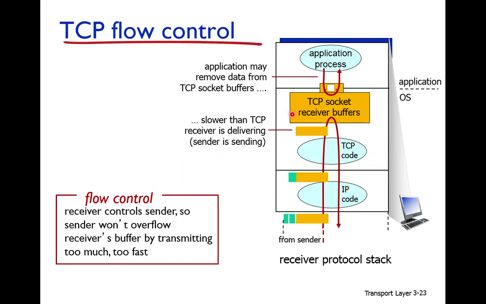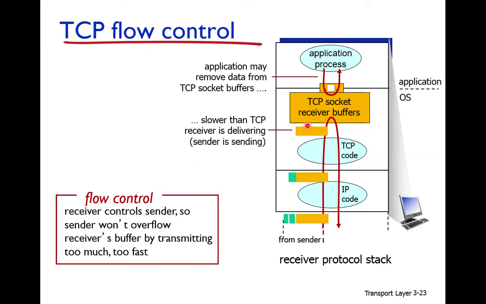So flow control means that the sender should send that amount of data to the receiver that can be accommodated in the receiver buffer. The sender should not send data that cannot be accommodated in the receiver buffer. This is called flow control.